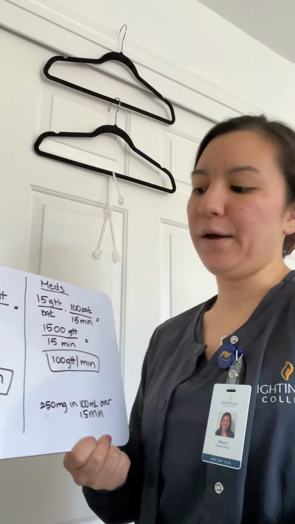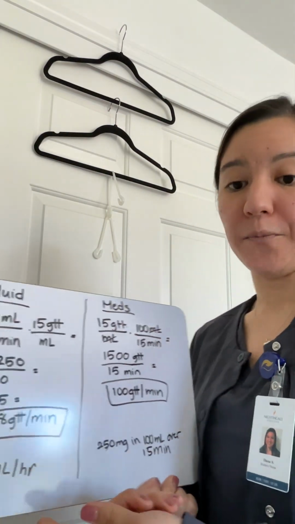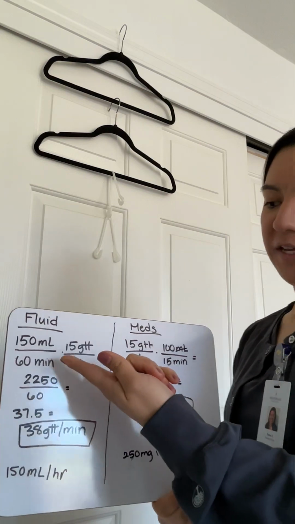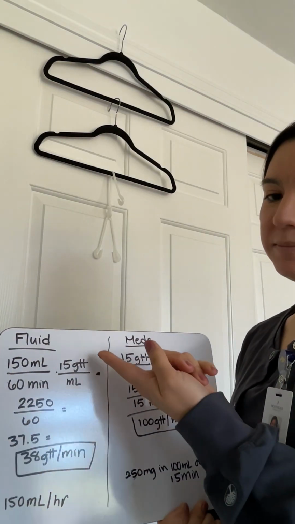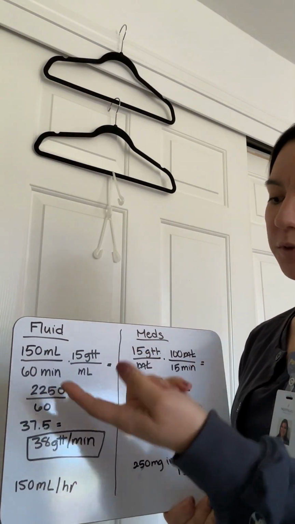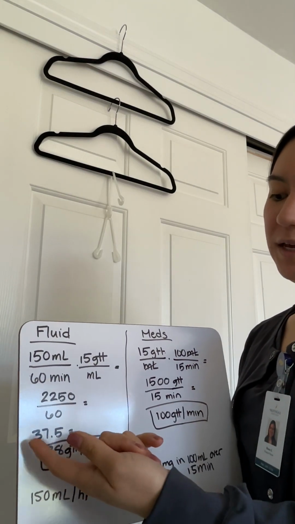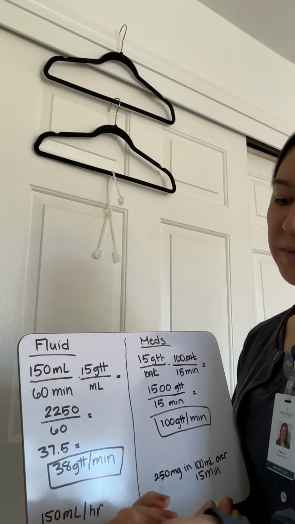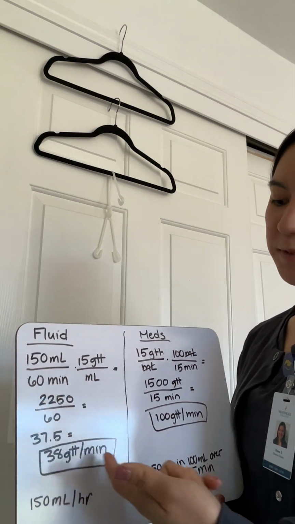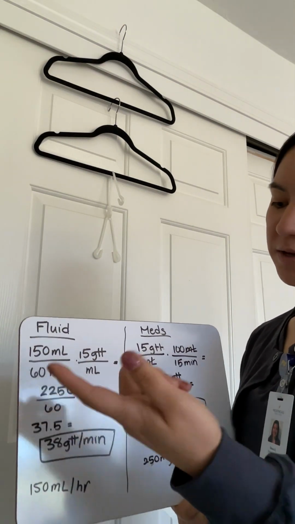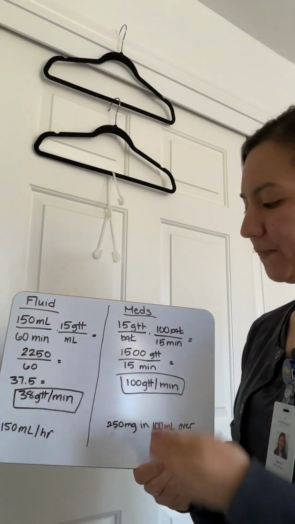For the fluid, we have 150 mLs per hour. So we're going to take the 150 mLs over 60 minutes times 15 drops per ml, which would give us 2,250 over 60, making it equal to 37.5, which would round to 38 drops per minute, crossing off both the mLs and leaving us with drops over minute.